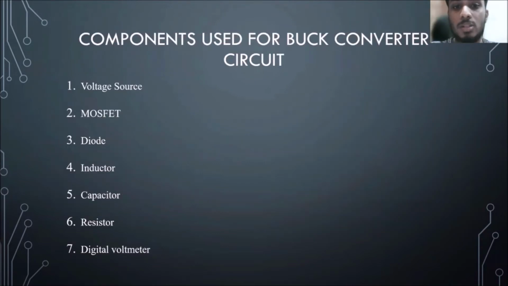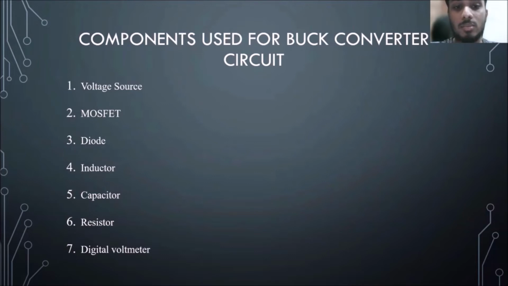These are the components used for the buck converter circuit. First is the voltage source. A voltage source provides a constant 12-volt DC voltage. Next is the MOSFET. A MOSFET is a device that improves efficiency at higher switching frequencies and light loads. By considering 12 volts converted to 5 volts, we can see a smaller duty cycle, hence less RMS current on the high side and more on the low side MOSFET.